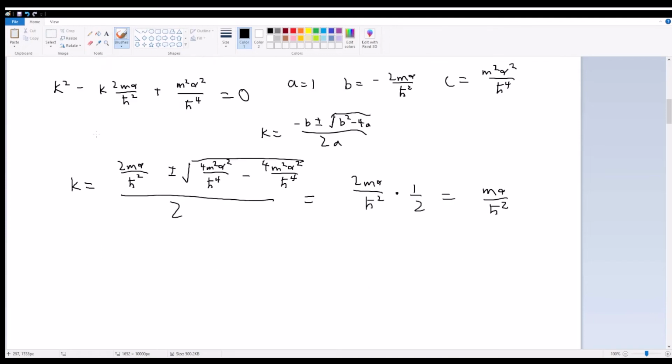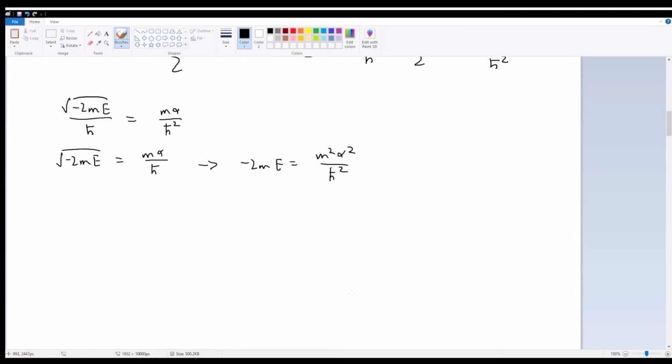Next, we include the condition that k equals the square root of negative 2mE over h bar. And then this is equal to m alpha over h bar squared. So the square root of negative 2mE is then equal to m alpha over h bar. Negative 2mE is equal to m squared alpha squared over h bar squared, or E is equal to negative m alpha squared over 2 h bar squared. And this is a little bit messy. Let me just rewrite that. And this is our condition for when a goes to infinity.